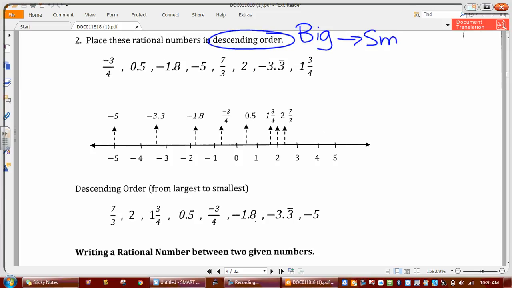Okay? Now, what would the opposite be called? What is the opposite called? It starts with the letter A. Yes, it's ascending order. Good. All right, descending, like they have written down here for us, from largest to smallest, okay?